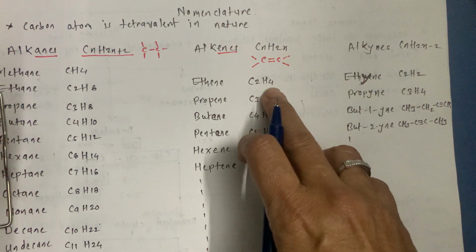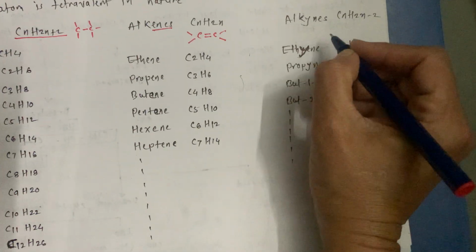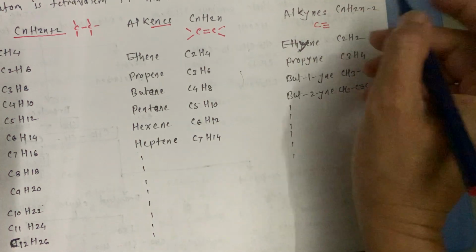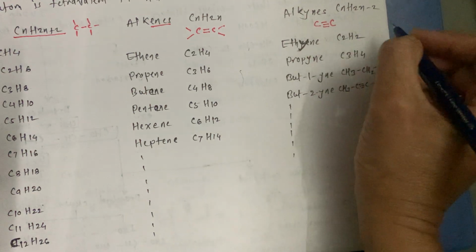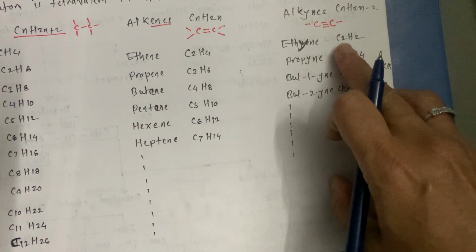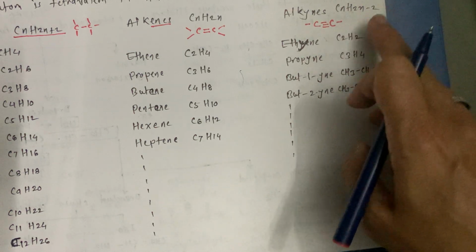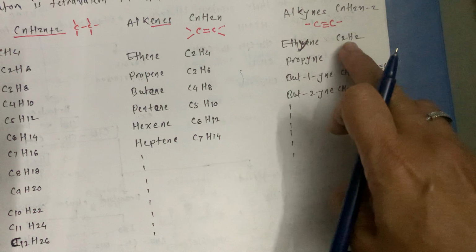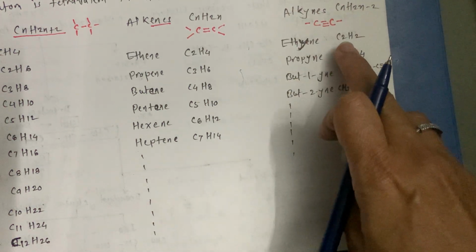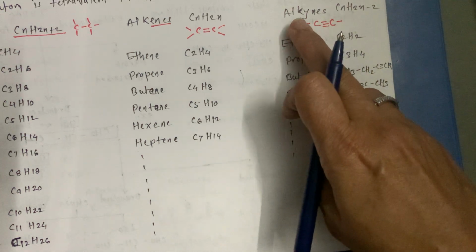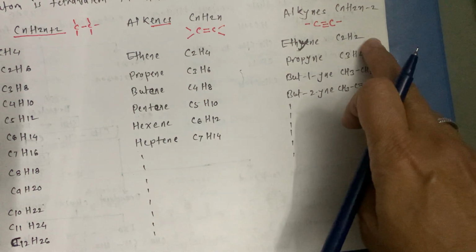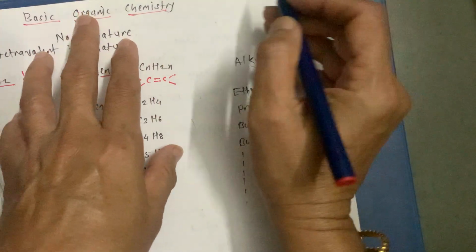Then in alkynes, the general formula is CnH2n-2, which means a triple bond is present and the remaining valencies are just 2. According to this, the example is C2H2. Here we attach two hydrogens, so this is C triple bond C and then two hydrogens. So it is C2H2.